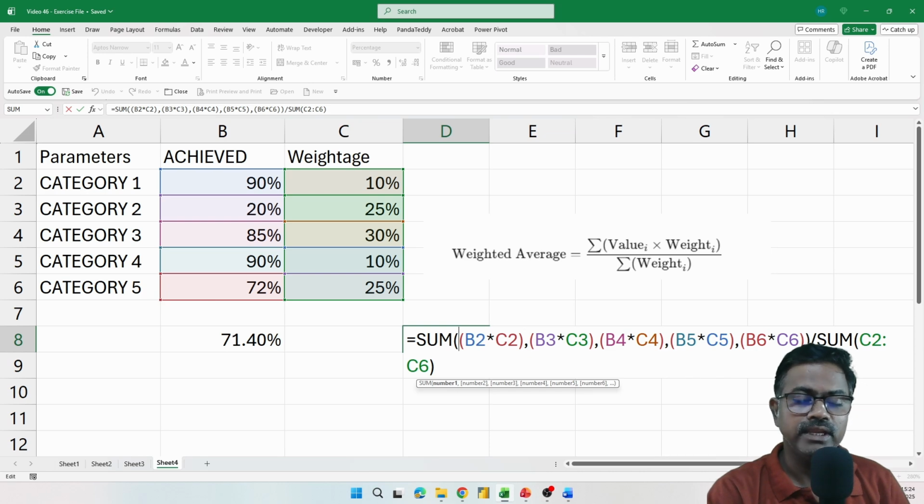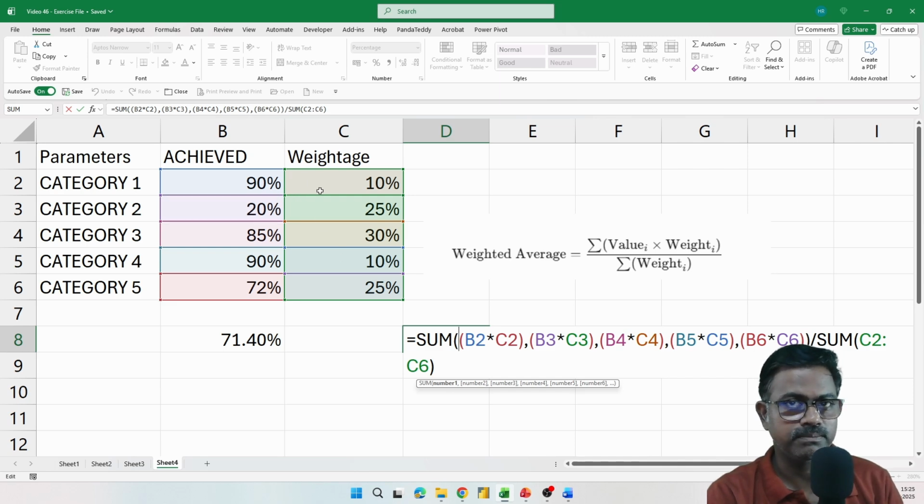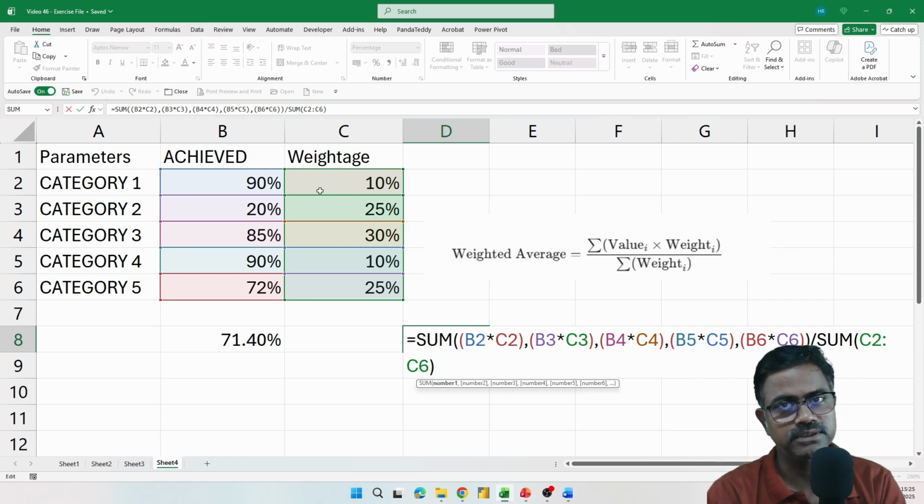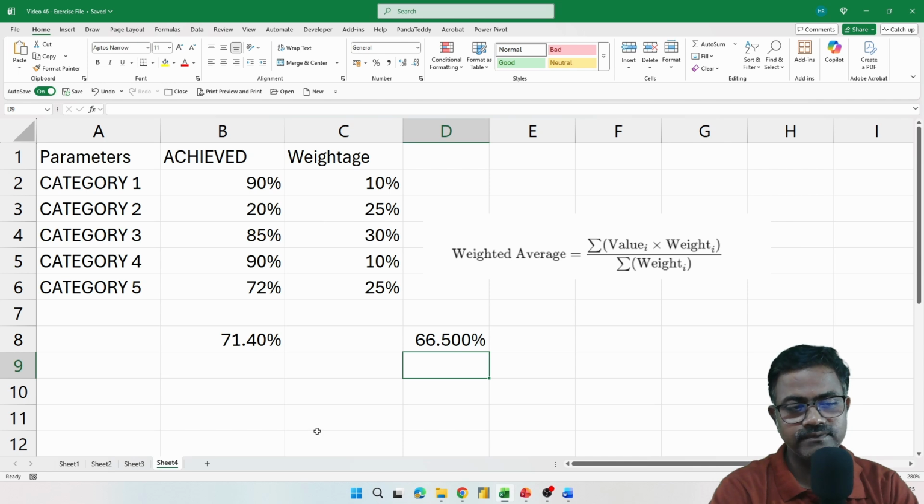If you watch closely, we need to sum up each product, meaning each multiplication has to be added. So 90% into 10% plus 20% into 25% plus. It means we have two arrays here, and each value of the array should be multiplied with the respective position of the value in each array. So first item into first item plus second item into second item plus third item into third item. How do I do this in a much better way in Excel instead of going by this longer way? There is a specific formula to do it.